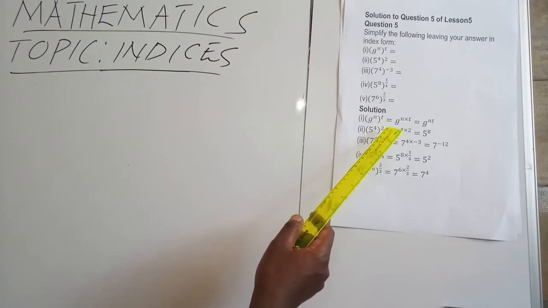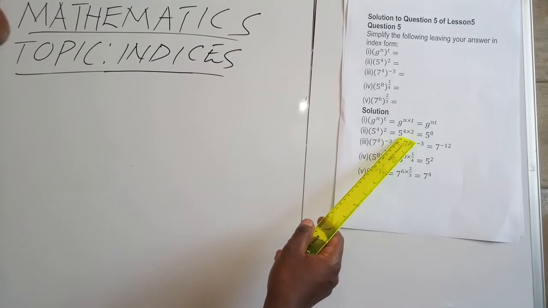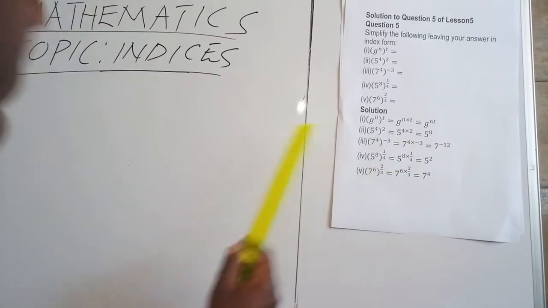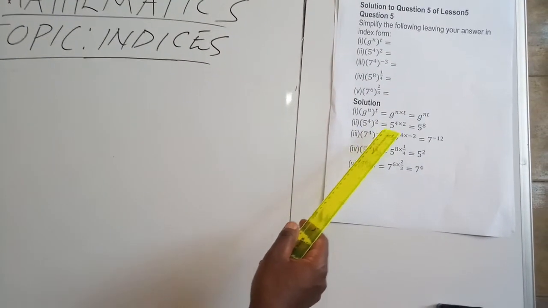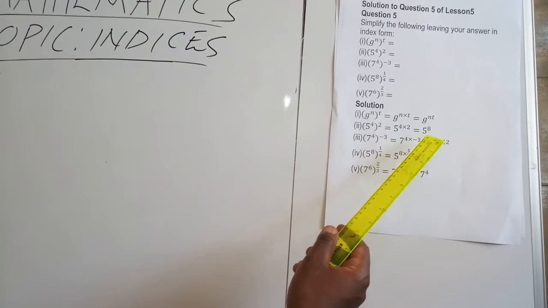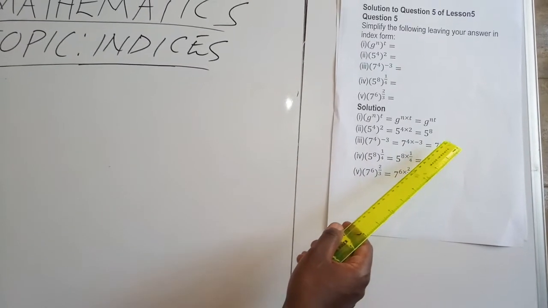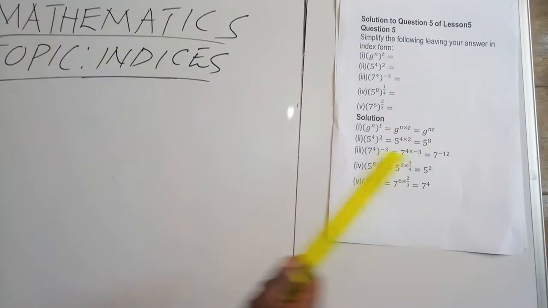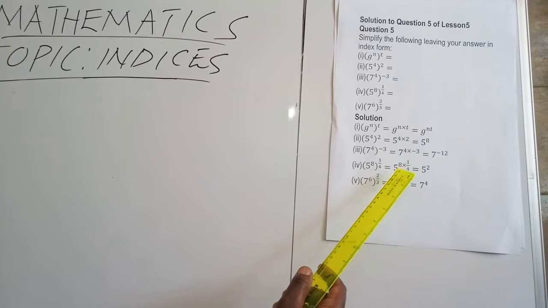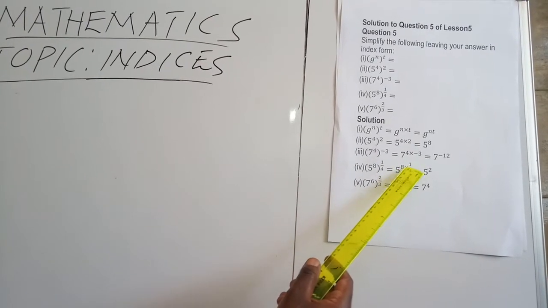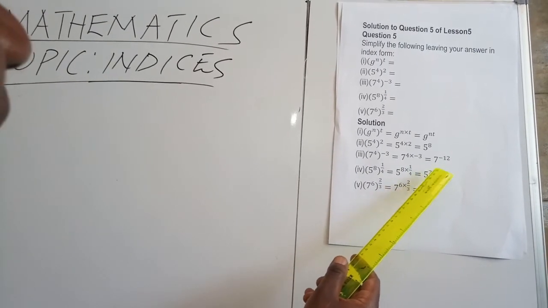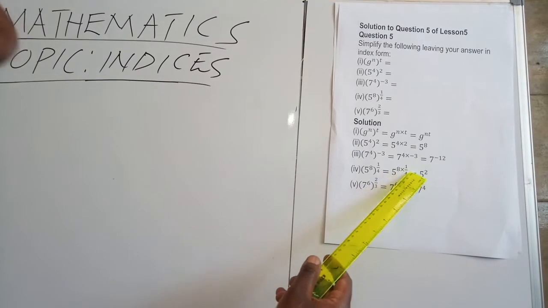5 power 4 raised to power 2. That will be 5 raised to power 4 times 2. The outcome is 5 raised to power 8. 7 power 4 raised to power negative 3. That will be equal to 7 raised to power 4 times negative 3. The outcome is 7 raised to power negative 12. Now, number 4, 5 power 8 raised to power a quarter. That will be 5 raised to power 8 times a quarter, which will be 5 raised to power 2. 2 is the outcome of multiplying 8 and a quarter.